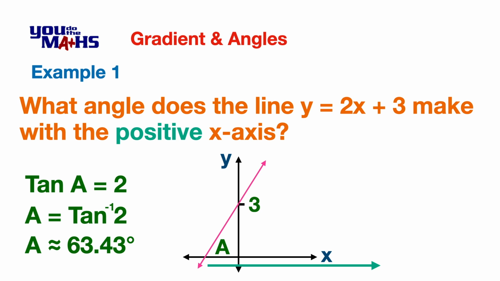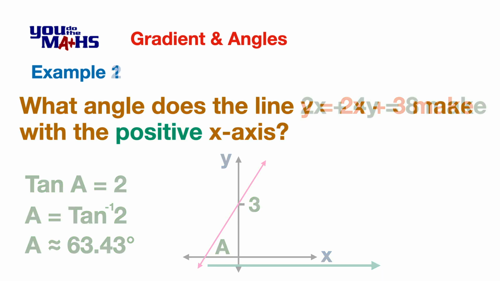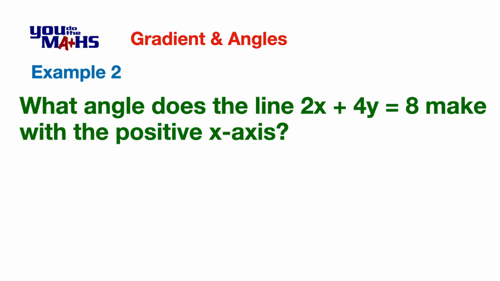Let's have a look at another example. This time the line is expressed in a different format. So what we want to do is find the angle that the line 2x plus 4y equals 8 makes with the positive x-axis. So what we need to do first of all is rearrange our equation so we can get it in the format of a gradient and a y-intercept.